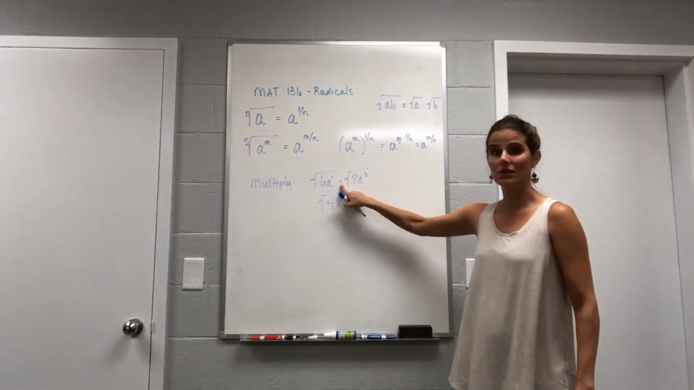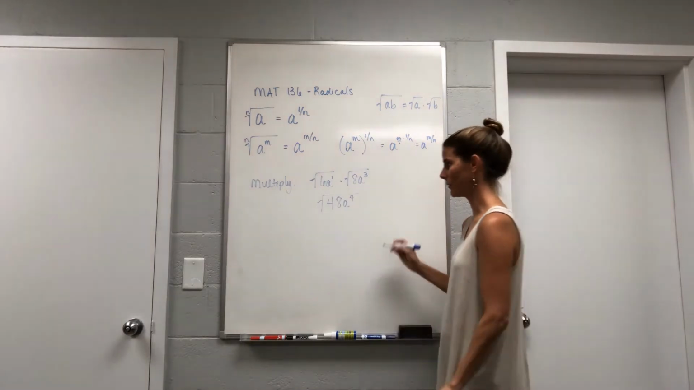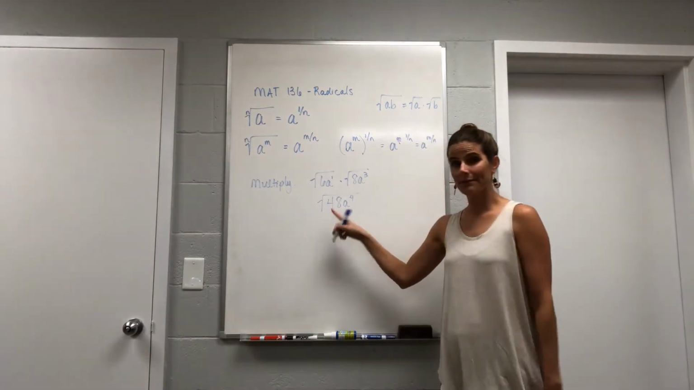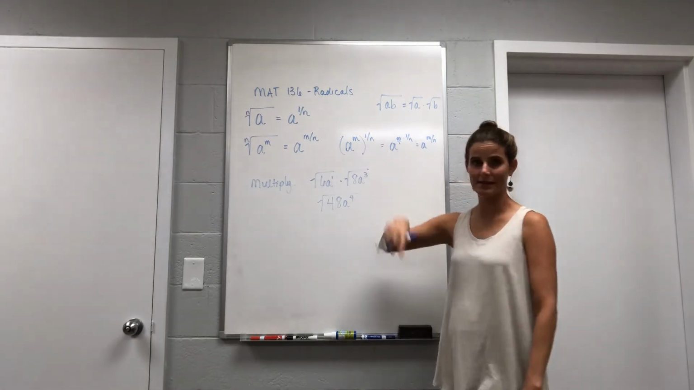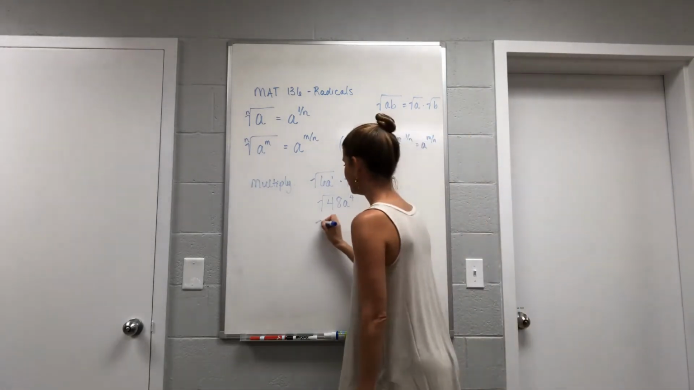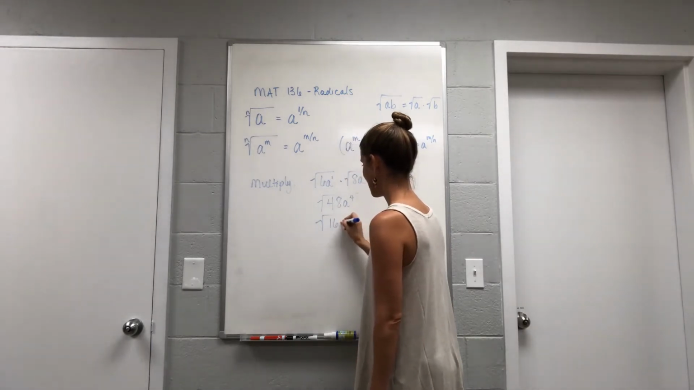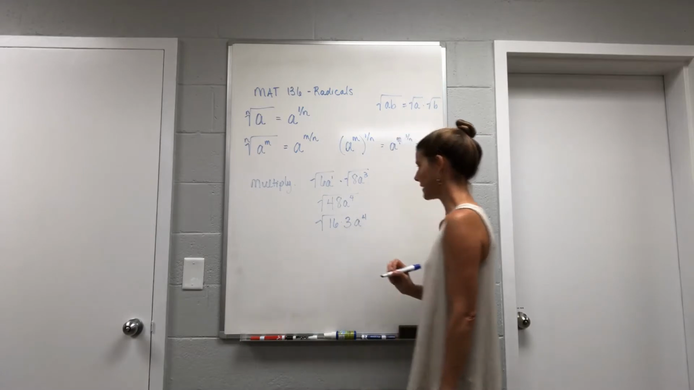If this was an addition, this would not work. They would have to be like terms. But with multiplication, you can bring it under one radical. Square root of 48, don't know. But we do know that there is a perfect square, 16 goes into 48. 16 times 3 equals 48, and then I'll write that as a to the fourth.